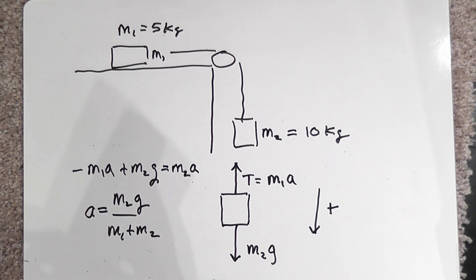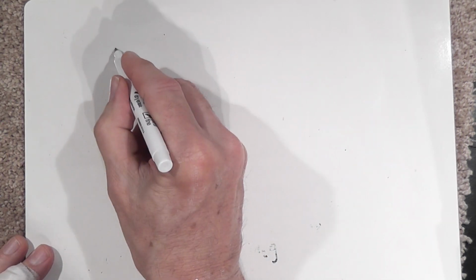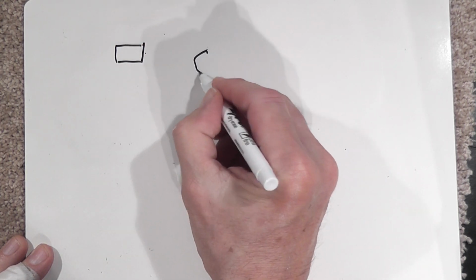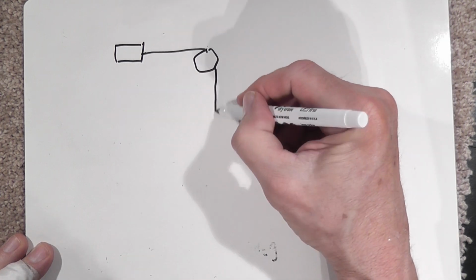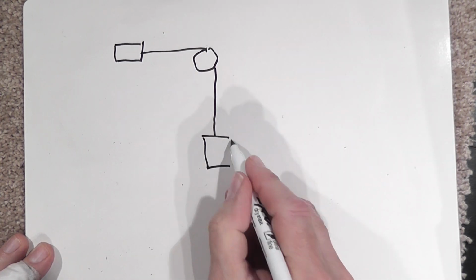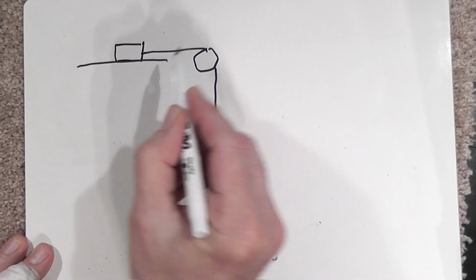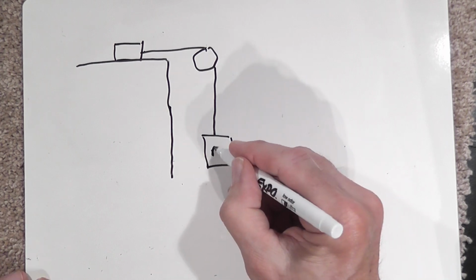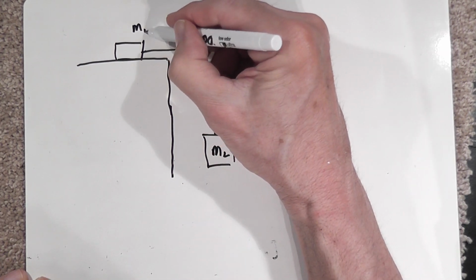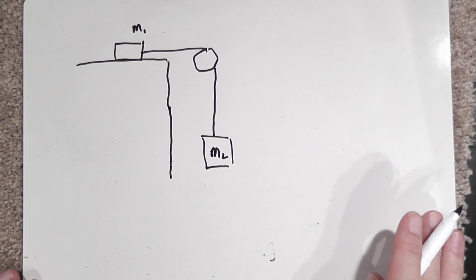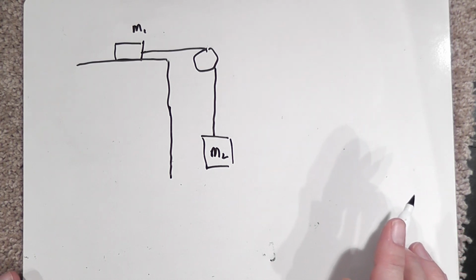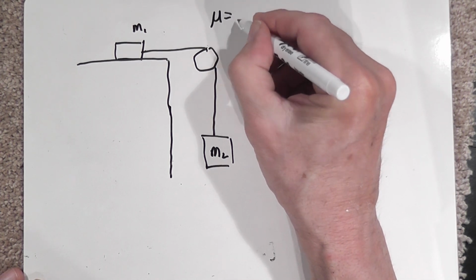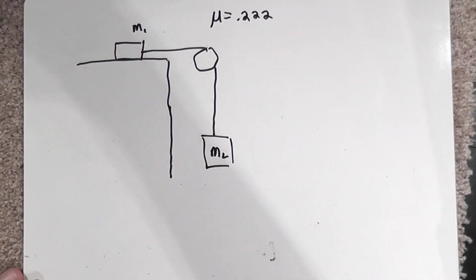Now this is the easy one, because if you have friction, then it's going to be a little different. So let's take a look at friction. Let's just draw this again here. You have a pulley, you have a mass hanging down here, and you have a table. This is M2, this is M1. So you have a frictional surface. Let's just say that the coefficient of friction is mu equals 0.222.